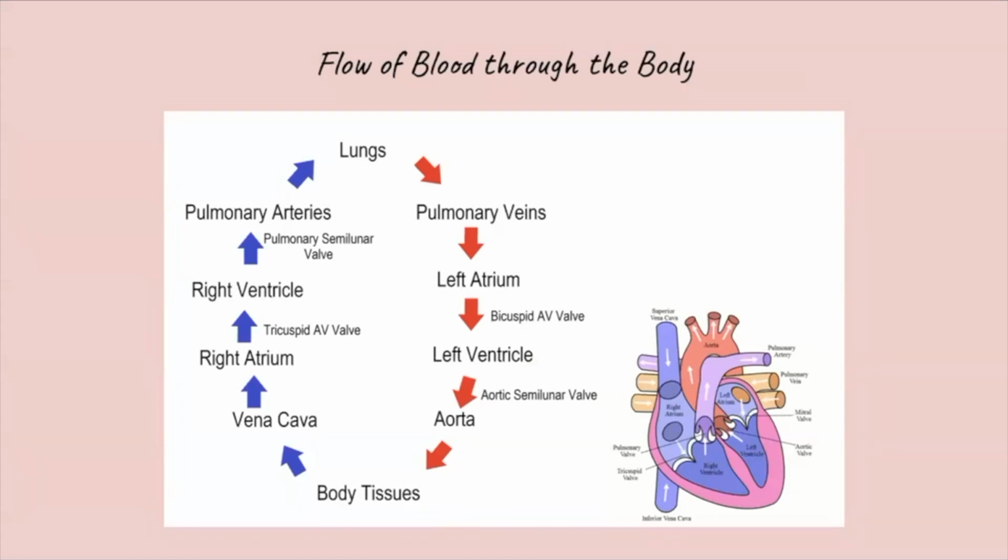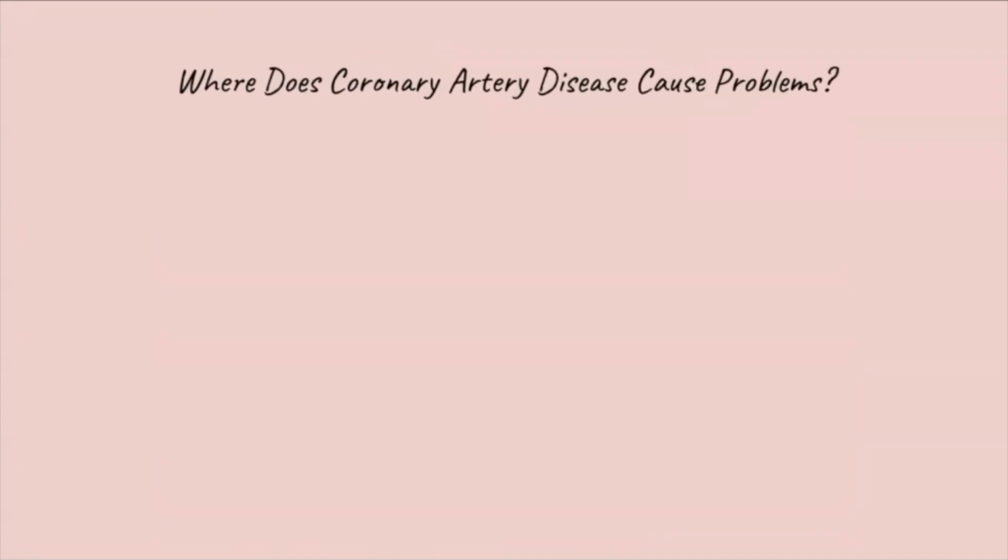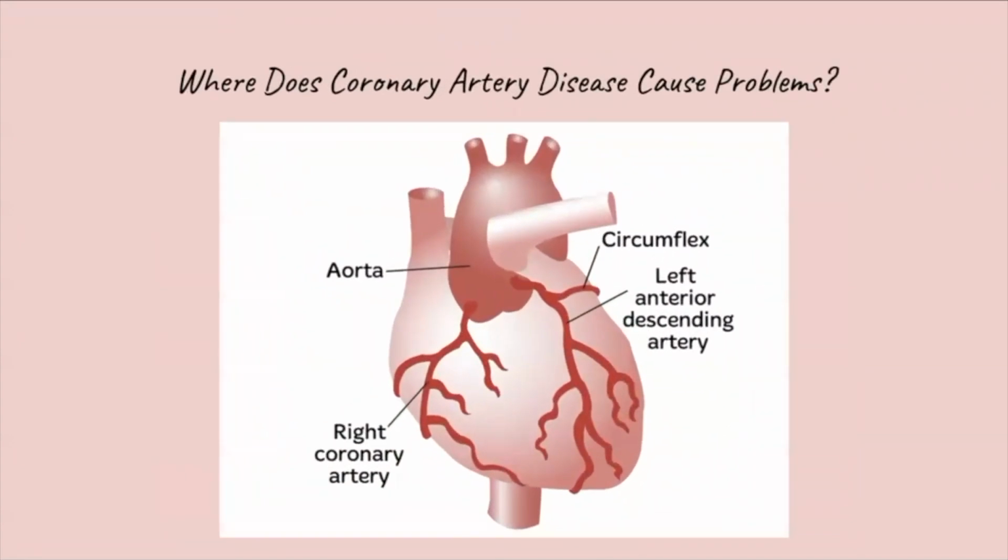The oxygenated blood then enters the left atrium, passes through the mitral valve, and then enters the left ventricle. The blood then passes through the aortic valve on its way to the aorta, and then is delivered to the body. Coronary artery disease affects the blood vessels that supply oxygenated blood to the heart muscle. The two major coronary arteries branch off of the aorta. When plaque builds up and narrows these arteries, this is when problems start to arise.